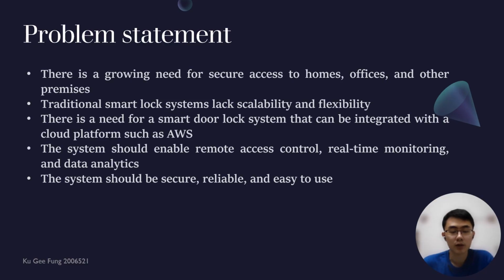Hi, my name is Kudiho and I'll be presenting the problem statement for our topic. There's a growing need for secure access to homes, offices, and other premises. Technology advancement has improved a lot, therefore the demand for smart door lock systems is quite high. Traditional lock systems lack scalability and flexibility, so there is a need to integrate with a cloud platform such as AWS to enable remote access control, real-time monitoring, and data analytics. And the system should be secure, reliable, and easy to use.